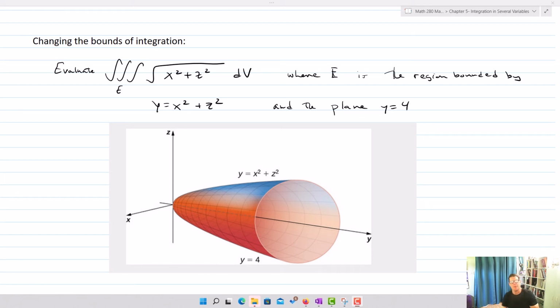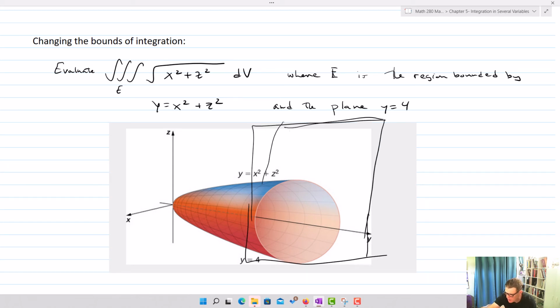So let's say, for example, we want to evaluate over the region E the square root of x squared plus z squared dV, where E is the region bounded by y equals x squared plus z squared and the plane y equals 4. So we look at this figure here. That's the figure right here, and the plane y equals 4 is this plane right in here. You can't see it, but basically what it does is it sets up your bounds for integration.